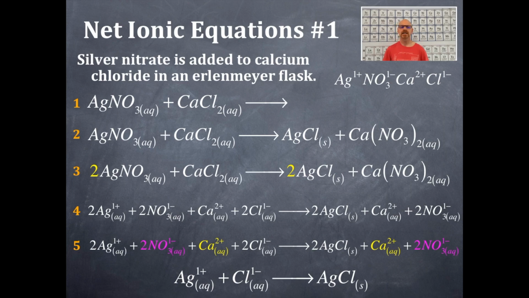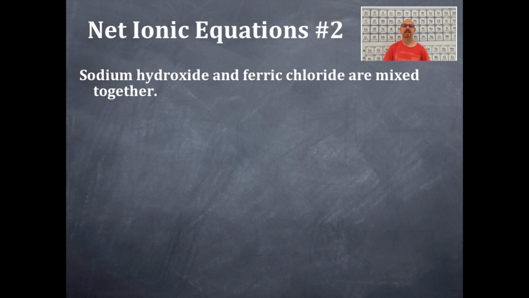Okay, let's do net ionic equation number 2. So here's net ionic equation number 2, that's sodium hydroxide and ferric chloride. Again, you need to know the transition metal charges and the polyatomic ions here. There's only one polyatomic ion, that's hydroxide, but you do need to know the transition metal charges of the others. Sodium is group 1, hydroxide is a polyatomic ion, and there's ferrous and ferric. Ferrous is a 2 plus charge, ferric is a 3 plus charge, and chloride is a halide ion, that's a 1 minus.